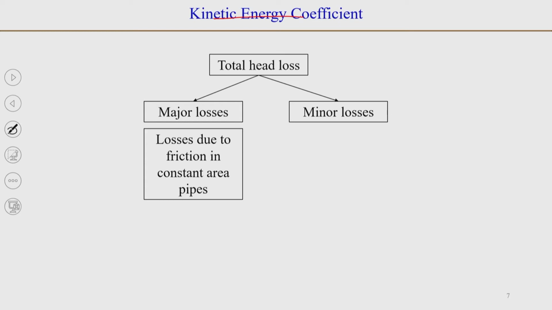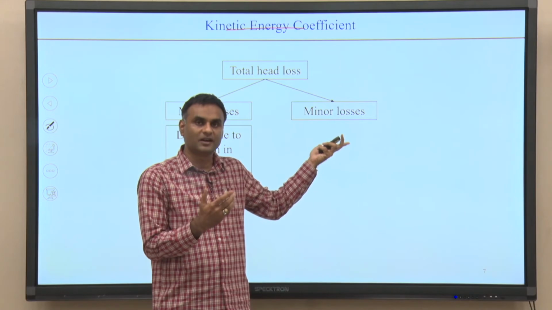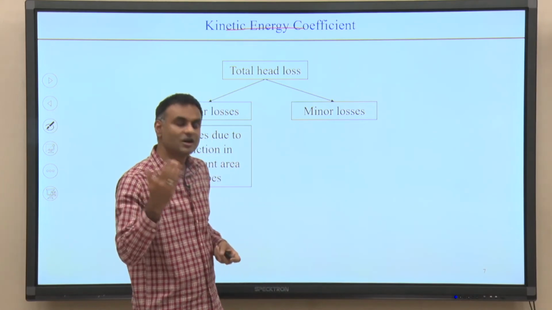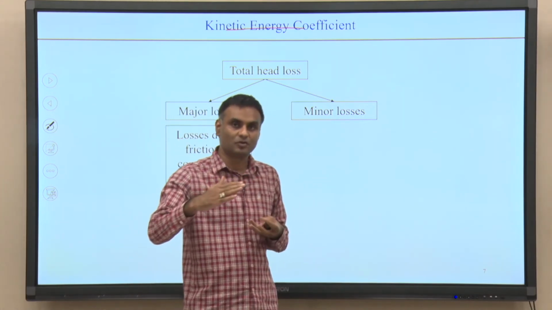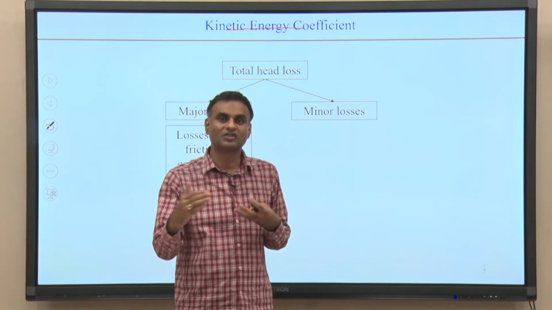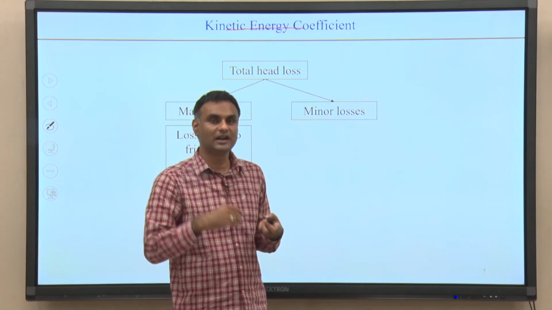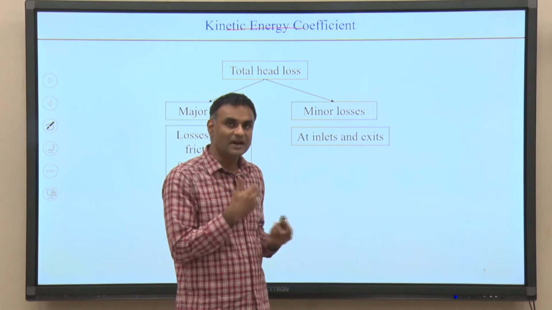And then another category of losses is minor losses. Anything which does not come under the category of losses due to friction in constant area pipes will be covered in minor losses. We talked about developing flow. In developing flow, the pressure loss will not be the same as in fully developed flow. So, to take into account inlets and exits, it will be in minor losses.